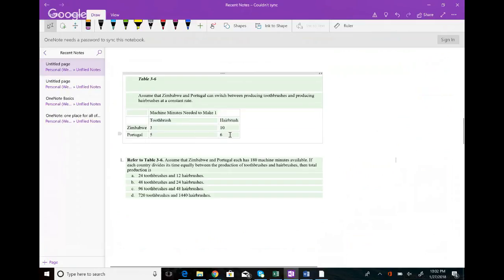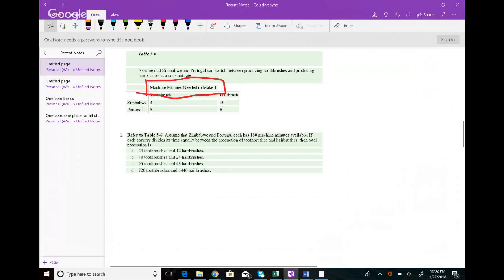Now, make sure you guys notice this thing over here. The keyword says minutes, right? That's how long it would take you. This table doesn't show you how much you can produce. It shows you how long it would take you to produce each good. So make sure you read the question carefully. Now, the first question is asking, assume Zimbabwe and Portugal each has 180 minutes.